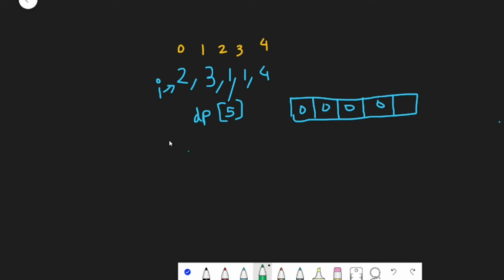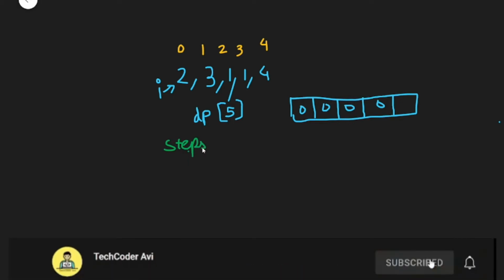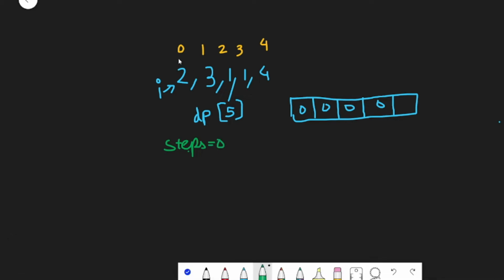So we'll be considering another variable. Let's name it steps, and in this variable we will be storing the minimum number of jumps. Currently our steps is 0 at this index. Currently the value of i is 0, pointing to element 2, and we need to update our dp of 0 to 2. So now it has 2.